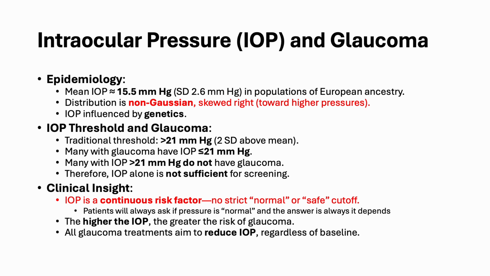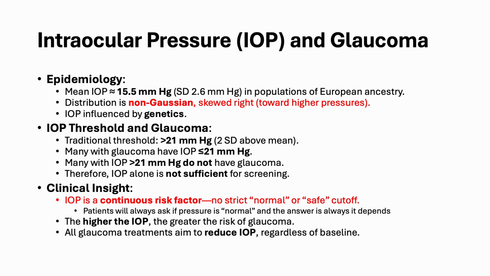Traditionally, an IOP above 21 millimeters of mercury, about 2 standard deviations above the mean, has been used as a clinical threshold. But many patients with glaucoma have pressures within the so-called normal range, at or below 21. And conversely, many with pressures above 21 don't have glaucoma at all. This is why IOP alone isn't sufficient as a screening tool. It's not diagnostic by itself.